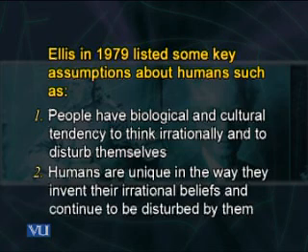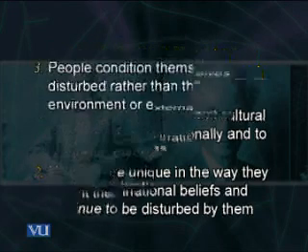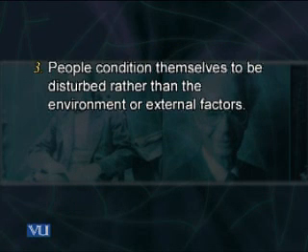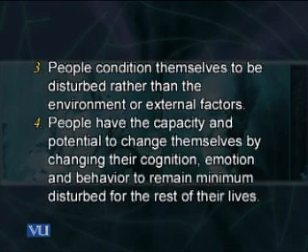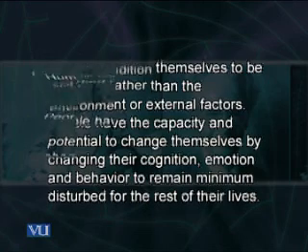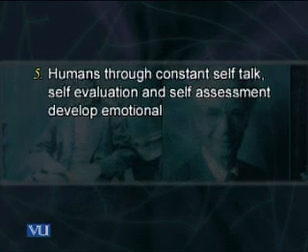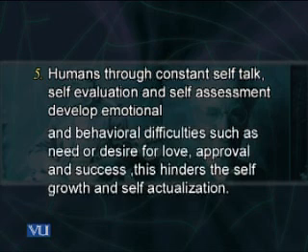Number 2, humans are unique in the way that they invent their irrational beliefs and continue to be disturbed by them. Number 3, people condition themselves to be disturbed rather than the environment or external factors. Number 4, people have the capacity and potential to change themselves by changing their cognition, emotion and behavior to remain minimally disturbed for the rest of their lives. Number 5, humans through constant self-talk, self-evaluation, self-assessment develop emotional behavioral difficulties such as need or desire for love, approval, success. This hinders self-growth and self-actualization.